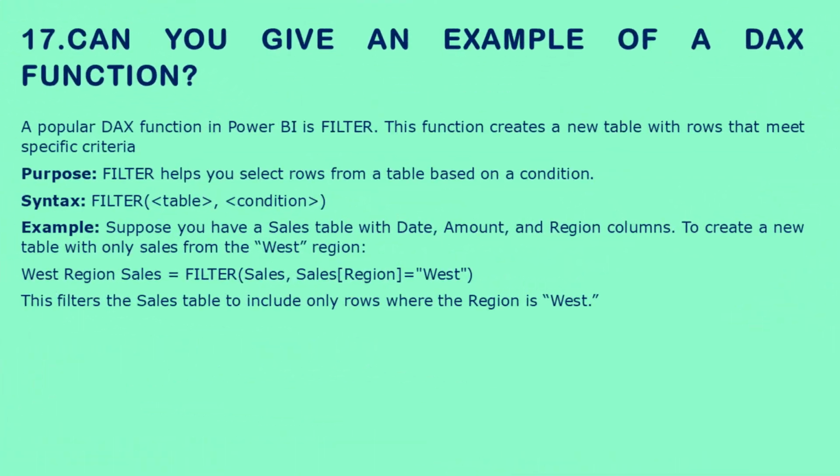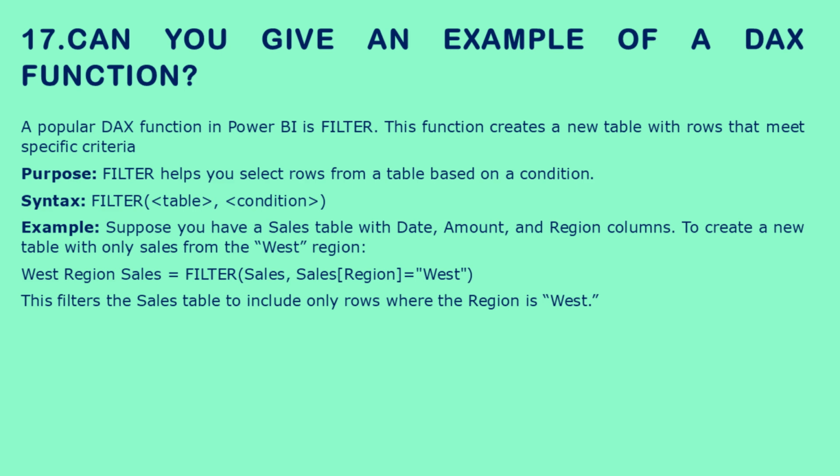Can you give an example of a DAX function? A popular DAX function in Power BI is FILTER. This function creates a new table with rows that meet specific criteria. Purpose: FILTER helps you select rows from a table based on a condition.